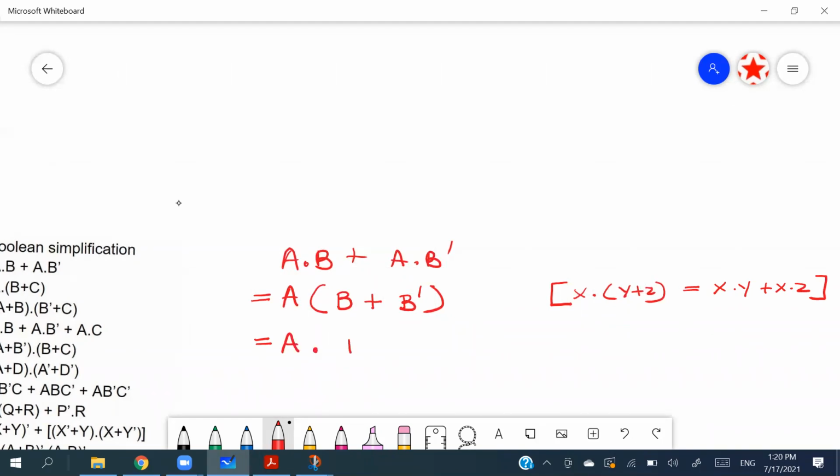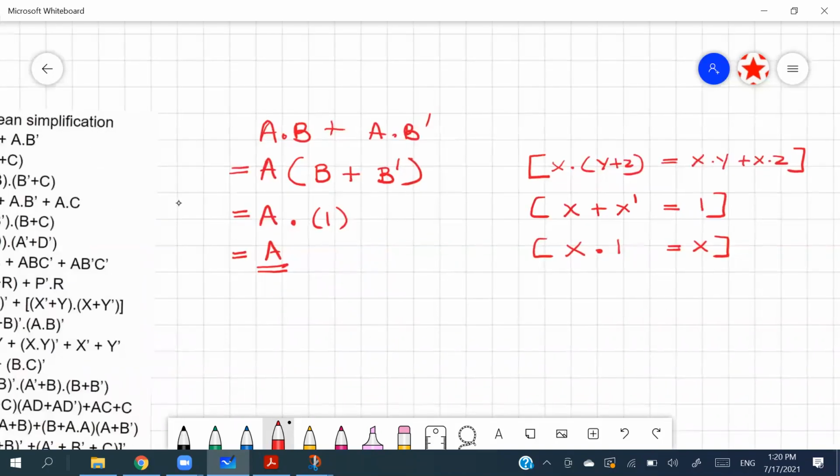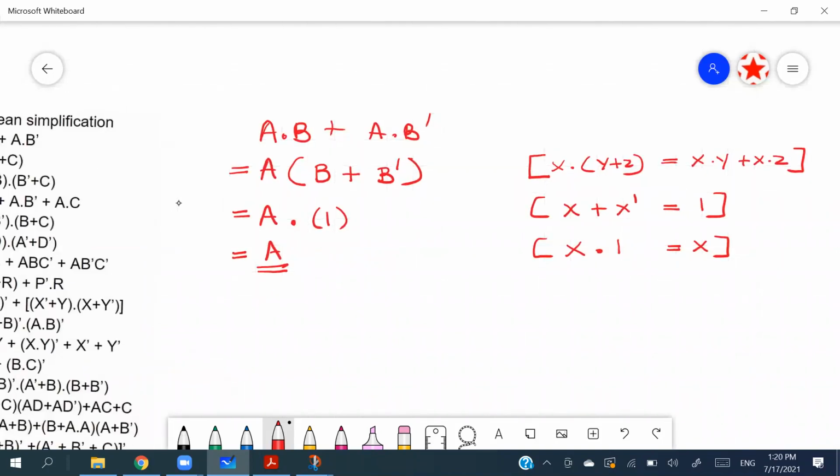So A dot 1 over here. The reason is x plus x bar equals 1. So the final answer is going to be A. The reason is x dot 1 equals x. This is how we are going to finish up a simplification. So this is the first one. Okay, people, is this clear?